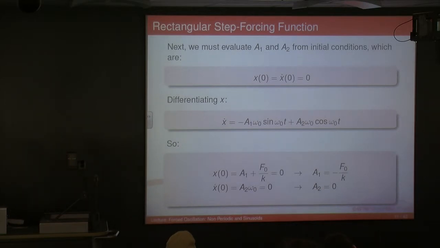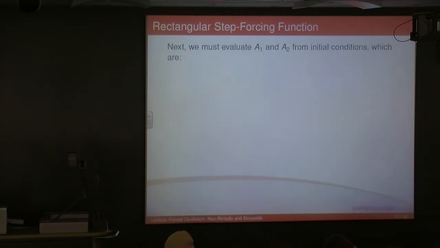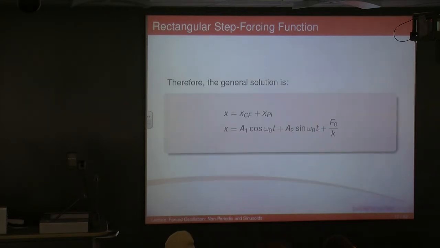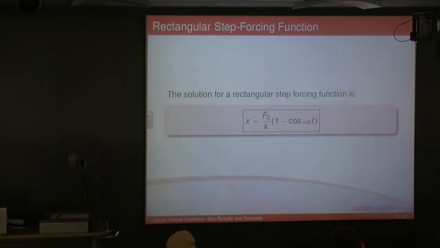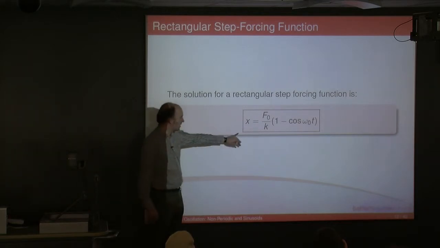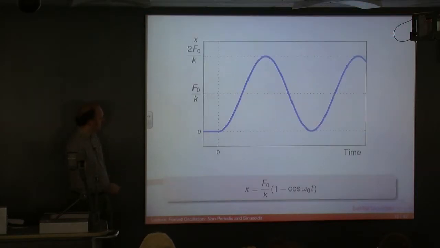Okay. And so we can plug them back into the equation. So we take our value for A1 and A2, we put them back in here. A2 is 0, so that term disappears. And we have out front here minus f naught upon k. And if you rearrange it, you end up getting this equation. So that's the solution to a rectangular step forcing function under initial rest conditions. Okay. Here's the solution, okay, and then you can plot it and it looks like this.